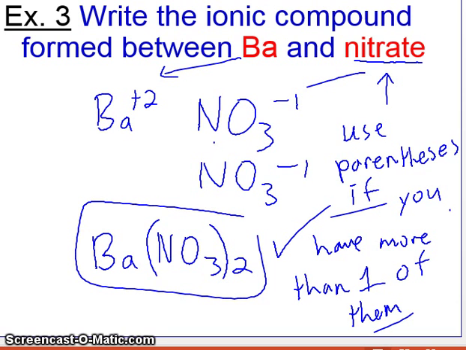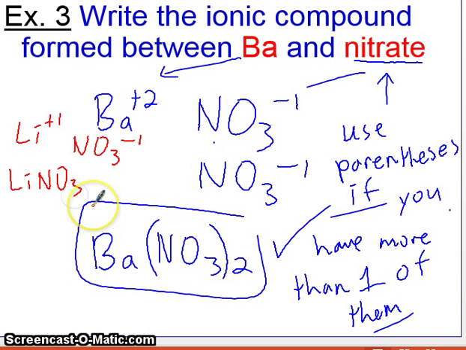What I mean here is, for example, pretend that we were putting lithium, which has a +1 charge, against nitrate, which has a -1 charge. Since they're both +1 and -1, you just need one of each. So you'll just write LiNO3. No need for parentheses. That's what we mean.